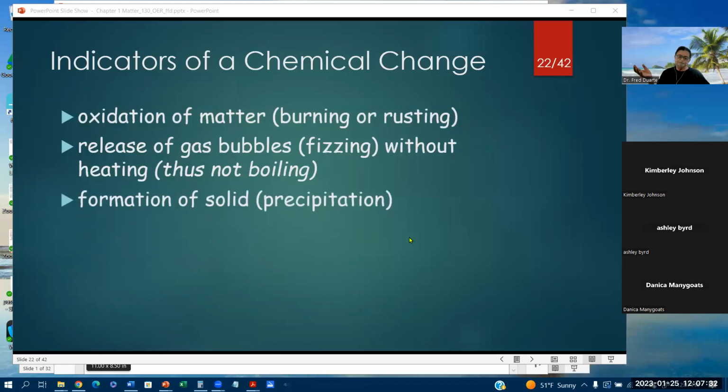Formation of a solid. There'll be reactions where you have 2 reactants that are clear and not cloudy. They may be colored or not colored, but they're clear. And then the moment you put them together, they get cloudy. That cloudiness is what is called a precipitation. A new product was made that shows little solubility in the solution, which 9 times out of 10 is an aqueous solution, and therefore falls out of solution.